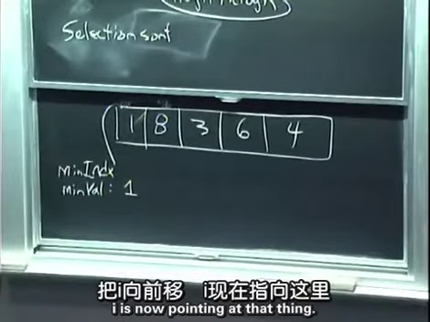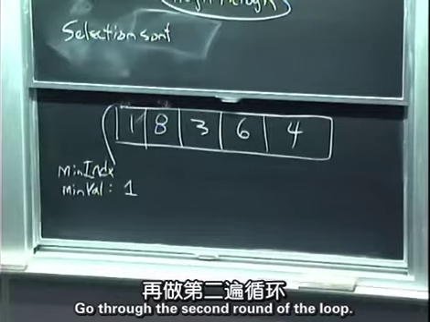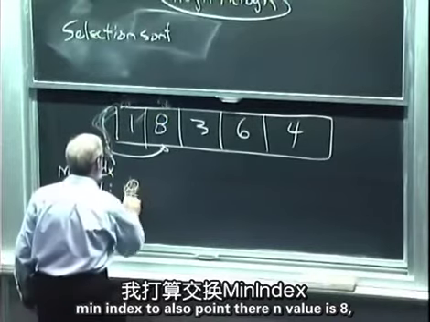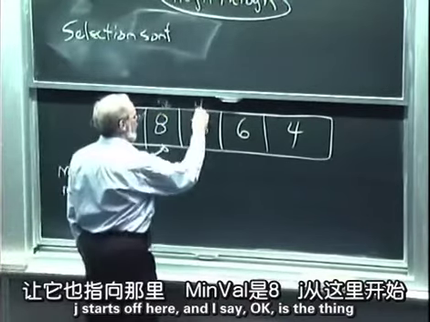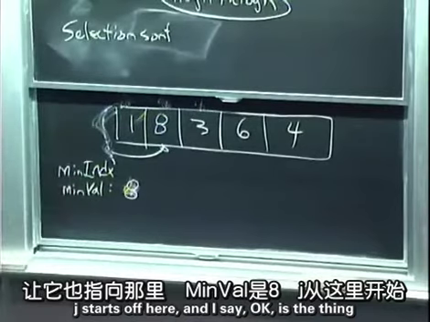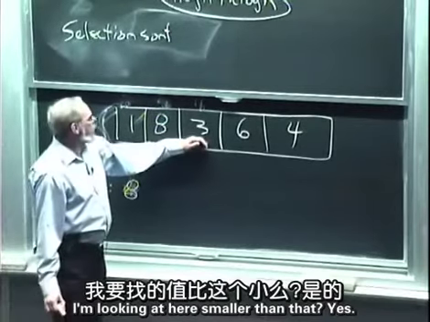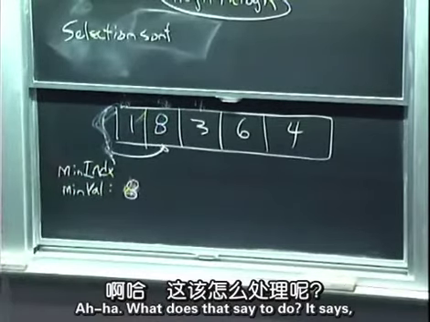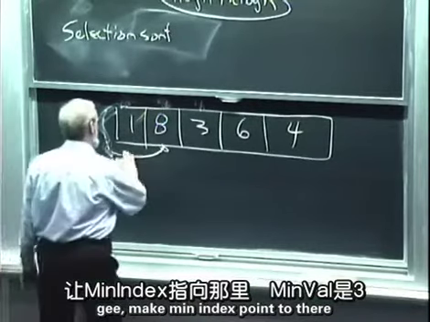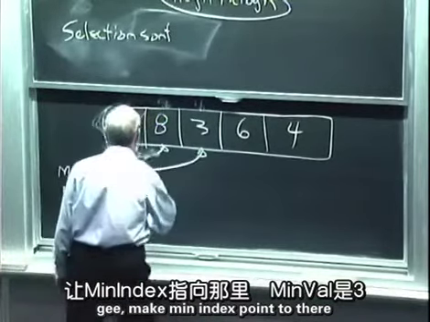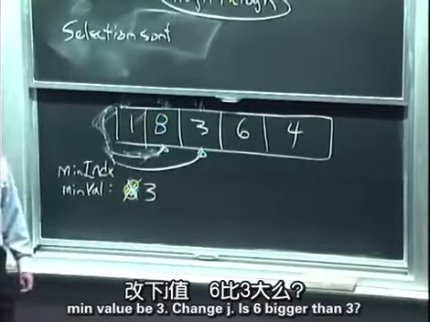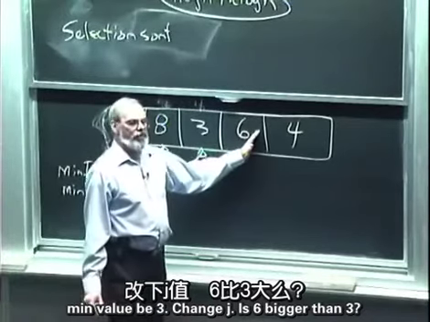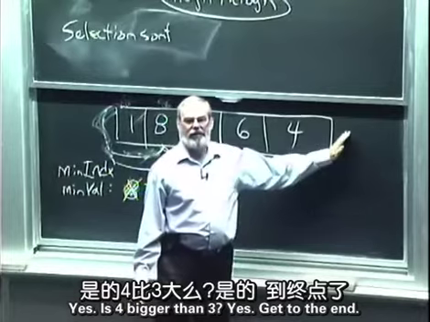I is now pointing at that thing. I go through the second round of the loop. What does that say? I'm going to change min index to also point there. Min value is 8. J starts off here. And I say, okay, is the thing I'm looking at here smaller than that? Yes. Aha. What does that say to do? It says, make min index point to there. Min value be 3. Change j. Is 6 bigger than 3? Yes. Is 4 bigger than 3? Yes. Get to the end.